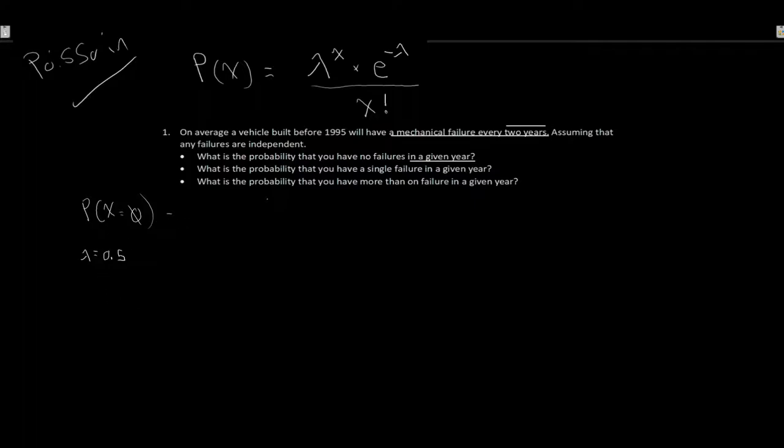So let's throw in our values. Lambda is 0.5. That's the only one we need to know other than the probability we're interested in. So we're going to have 0.5 to the power of x, where x is 0, times Euler's constant to the negative lambda, which is 0.5, all over x factorial, so all over 0 factorial. What does that work out to? You might be looking at this thinking, oh no, 0 factorial? We can't divide by 0. But keep in mind, by definition, as we introduced in the last few videos, 0 factorial equals 1. So we're not dividing by 0, we're dividing by 1.